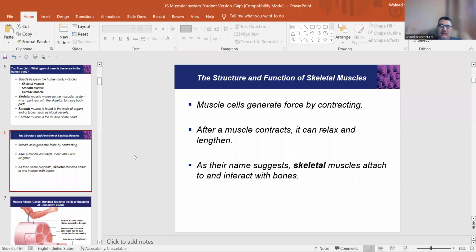Same thing for the smooth muscles. So you contract, generating force, and then you relax. When you contract, the muscle becomes shorter. And when you relax, it goes back to its initial length. Look at my biceps here. This is the length. When I contract, it is shorter. Relax, longer, and so on.